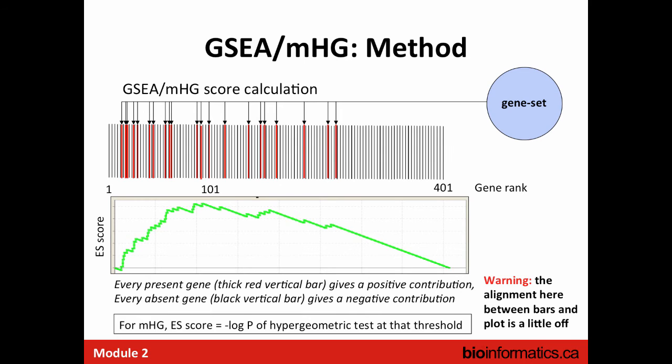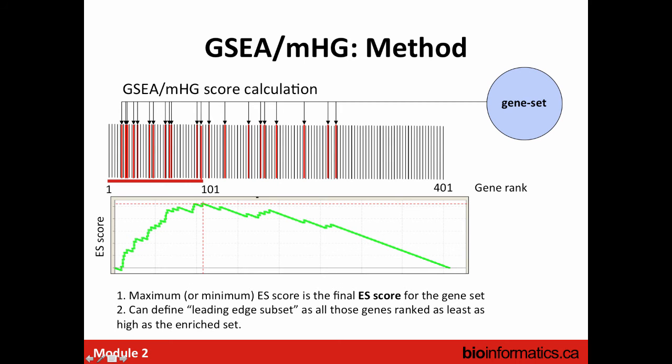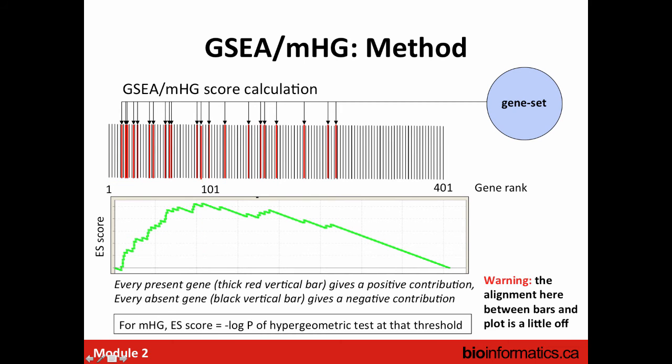Okay. And so what I've done in this figure is taken the pathway or the gene set, and all the gray lines are all the genes in the list, and the red lines are those genes that are also members of the pathway. And here, what I've called the ES score, and I'll explain why I did this, is the minus log p of the hypergeometric test at that threshold. So what am I doing here?